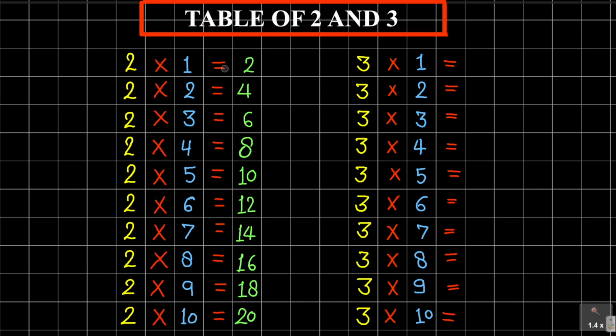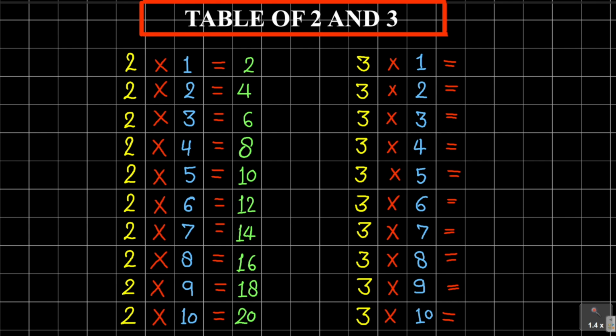एक बार हम फिर से इसको लर्न करेंगे। 2 1s are 2, 2 2s are 4, 2 3s are 6, 2 4s are 8, 2 5s are 10, 2 6s are 12, 2 7s are 14, 2 8s are 16, 2 9s are 18, 2 10s are 20.